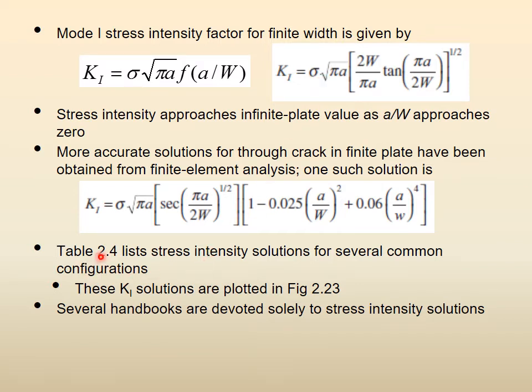We will show you Table 2.4. It is a remarkable table. It lists the stress intensity solutions for several common configurations, right? And these solutions are plotted on the next page. Now this is big. Several handbooks, you see, a normal book is a normal book. Handbook means huge, thick, twice, thrice thickness, right? Are devoted solely to stress intensity solutions. This is a very complicated mathematics and physics. So if you really want it, then it is big. It is not a small thing at all.